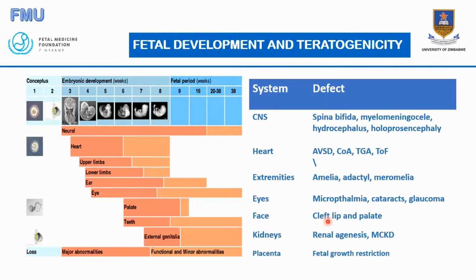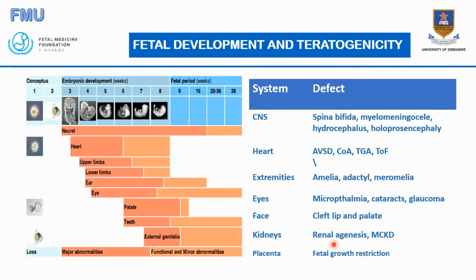Then what are the commonest defects that you are going to meet? From the CNS, you are going to have spina bifida or myelomeningocele, hydrocephalus, or ventriculomegaly. We mainly see ventriculomegaly rather than hydrocephalus. I'll explain the difference later. Then we have holoprosencephaly. Then on the heart, we have AVSD, VSDs, coarctation of the aorta, very difficult to diagnose in utero, transposition of great vessels, and also tetralogy of Fallot. Then in the extremities, short extremities, that's what we mean by amelia, adactyly, meromelia, which is absence of one of the extremities or part of the extremities.